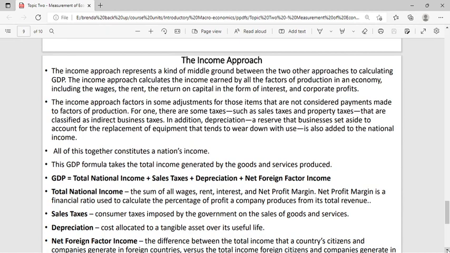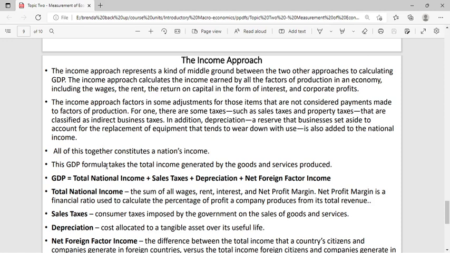which represents a kind of middle ground between the expenditure and production approaches when calculating GDP. So here we look at the income earned by all factors of production in an economy. So we look at wages or salaries to labor, we look at rent, we look at the return on capital, and in the form of interest and corporate profits. So when we are adding GDP, we add all the payments to factors of production in an economy.